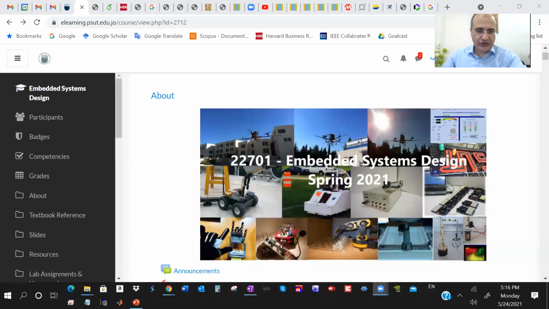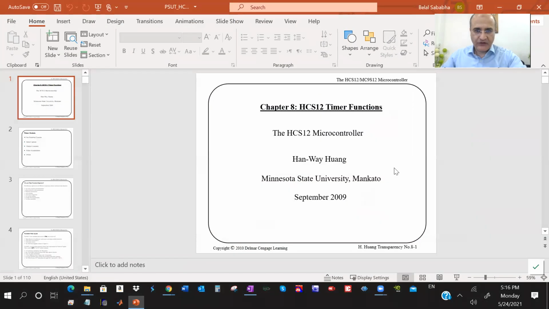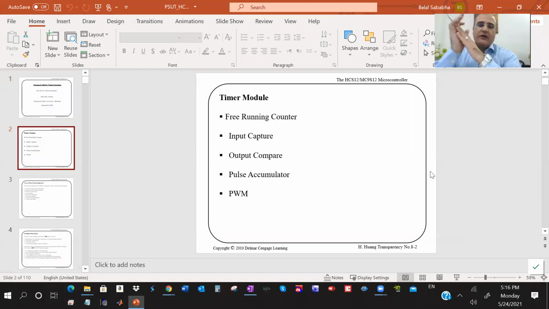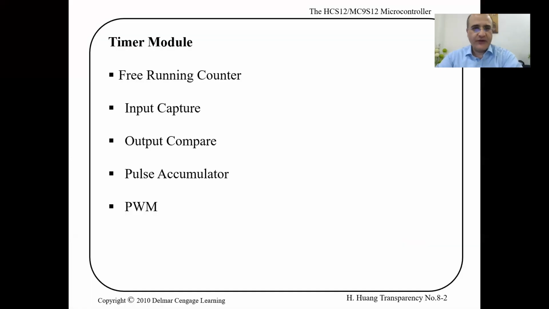Good evening. Today we're going to start chapter 8 in the book. It's about HCS12 Timer Functions. These are the main topics that are covered in the chapter: the free running counter, which they call Tcnt, the Tcnt timer or counter. I'm going to talk about how useful it is and how we can use it.